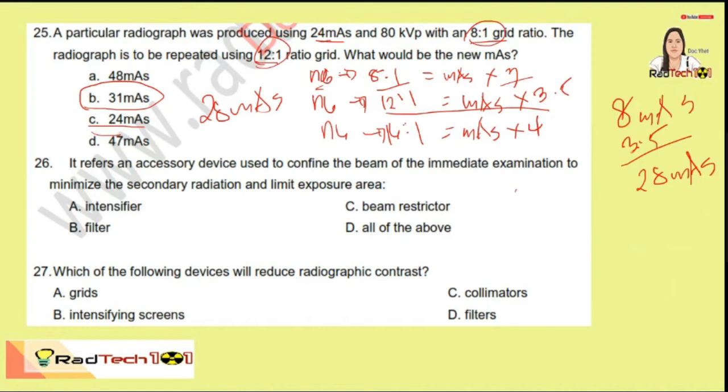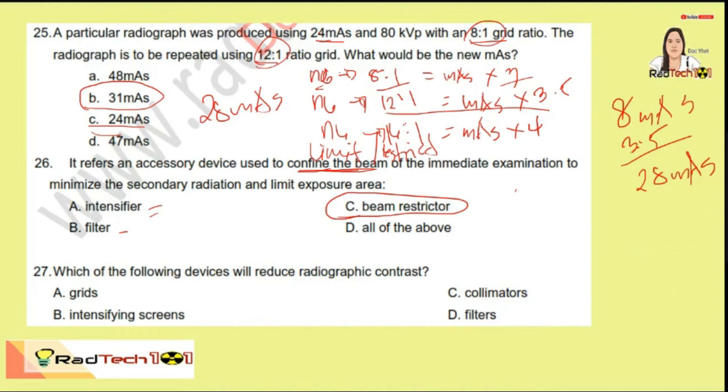Next, an accessory device used to confine. Confine, ibig sabihin, limit or restrict. Therefore, this is beam restrictor, katulad ng mga collimator, cones, cylinders. Intensifier or the intensifying screen, to multiply, to intensify, hindi siya to limit. Filter. Ang filter is used to absorb soft X-rays or low energy X-rays.